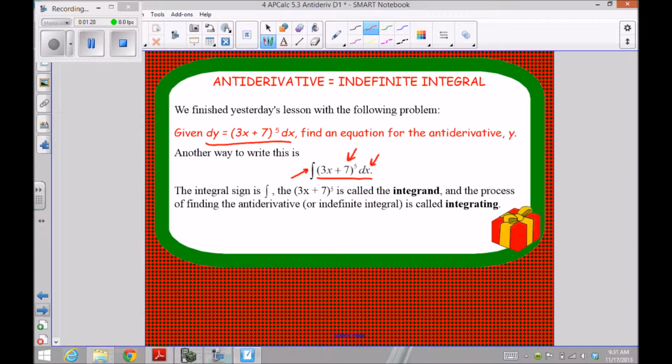The integral sign is the little swirly s. It was used for sum. The 3x plus 7, 5 is your integrand. And the process of finding it is called integrating. So it shouldn't be a big deal on any of this stuff that you've seen before.